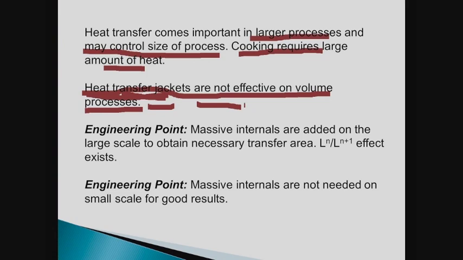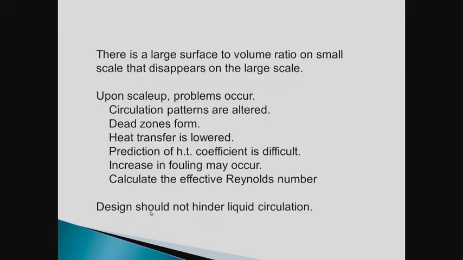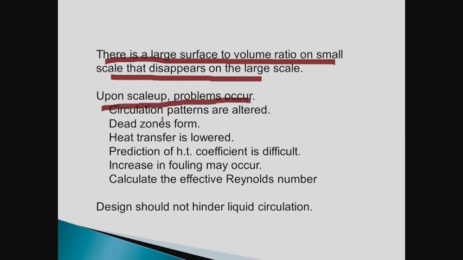become quite another matter. Massive internals are added on large scale to obtain the necessary heat transfer area. Nuclear waste storage tanks have massive internals in there for taking the heat out. Basically, massive internals are not needed small scale. There is a large surface area to volume ratio on small scale. It disappears on the large scale. On scale up, problems occur.